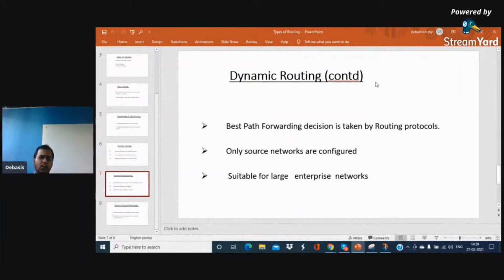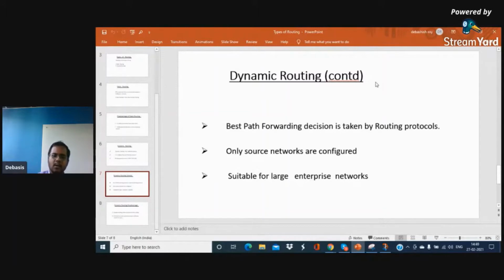In the case of static routing, you need to send the subnet mask information because you are configuring the route manually. But in the case of dynamic routing, the router itself processes the destination network according to the metrics, so you do not need to give the subnet mask information. And this dynamic routing is suitable for large enterprise networks, as I've already told you, because in static routing, it is difficult to maintain so many static routes.